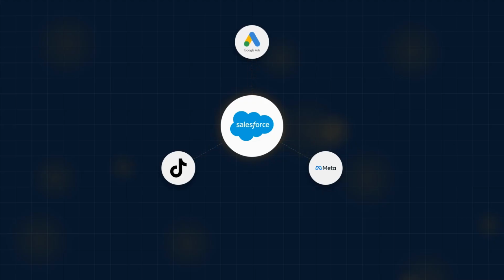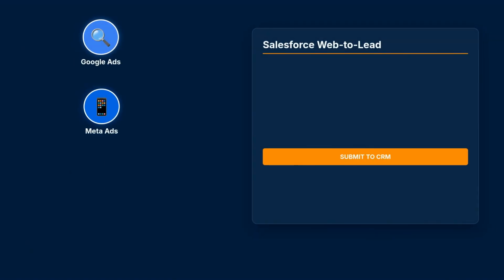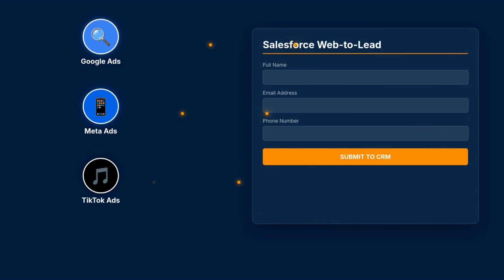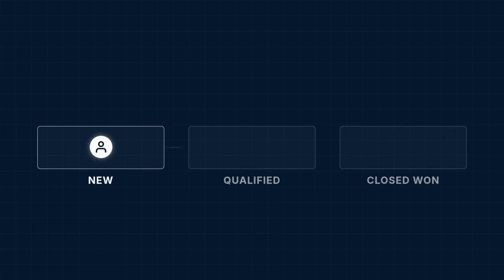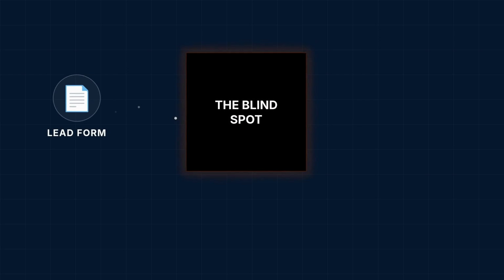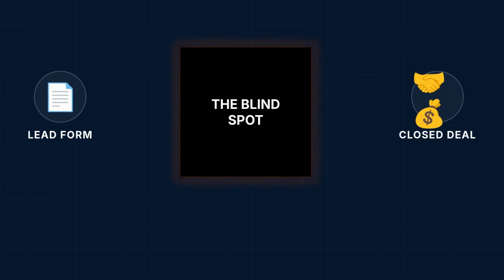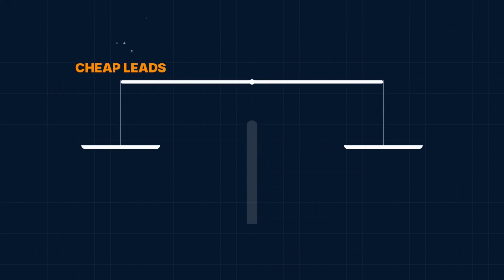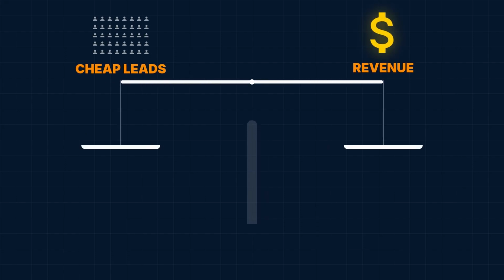Here is the problem most Salesforce users face with tracking. Leads come in from multiple sources: Google Ads, Meta Ads, TikTok ads, through web-to-lead forms or third-party forms. They enter Salesforce. Your sales team works them through the pipeline, deals close, but your ad platforms only see the initial lead submission. They have no visibility into what happens inside Salesforce after that, which leads qualified, which became opportunities, which closed as customers. So every platform optimizes on the cheapest leads, not the most valuable ones.